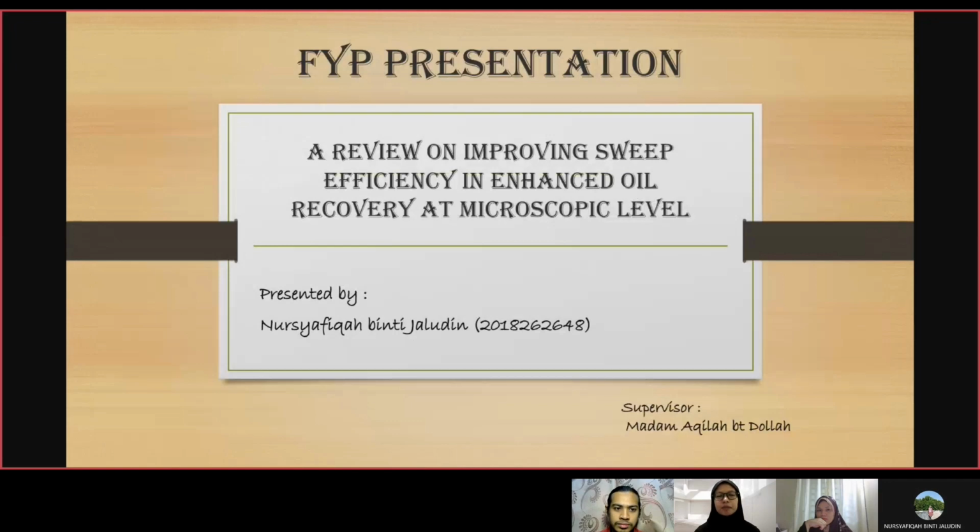Today I will be presenting my FYP presentation with the topic of a review on improving sweep efficiency in enhanced oil recovery at microscopic level.